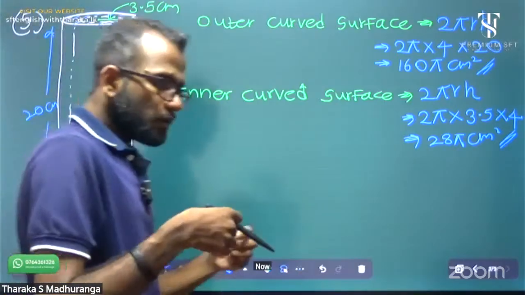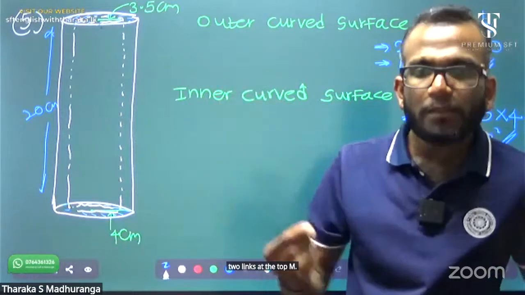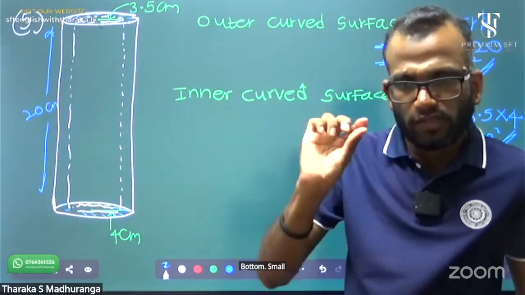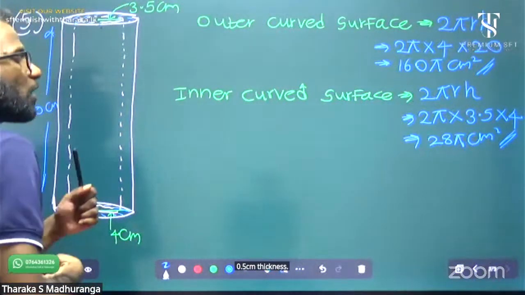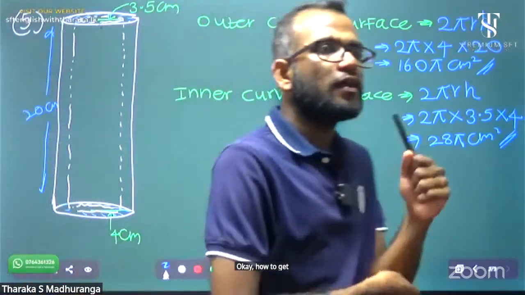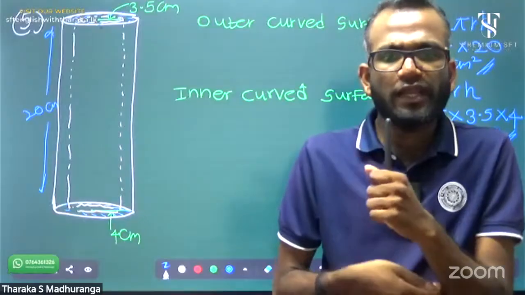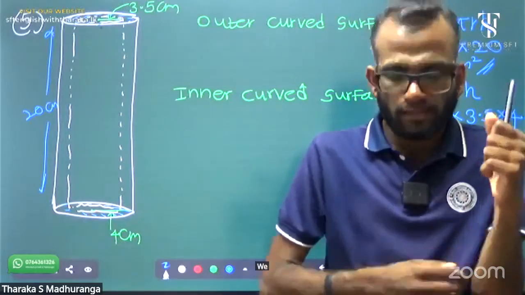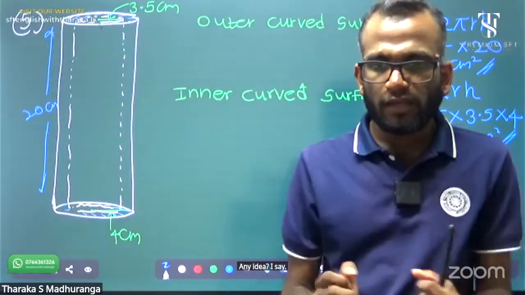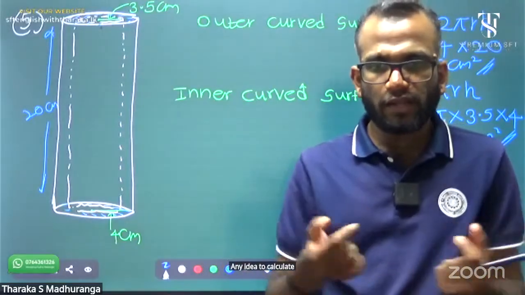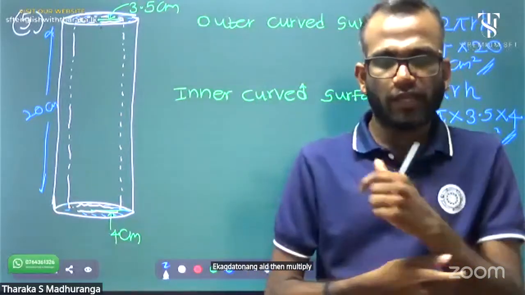Now the problem: there are two rings at the top and bottom, small rings with 0.5 centimeter thickness. Okay, how to get this thick ring area? Both radii we know and the thickness is 0.5. Any idea? Any idea to calculate the ring surface area? If we take one, then multiply by 2, that's both areas.